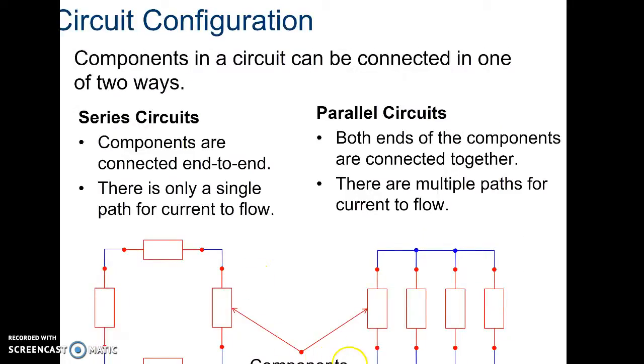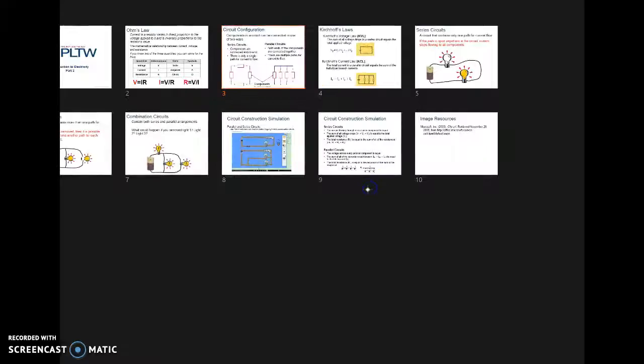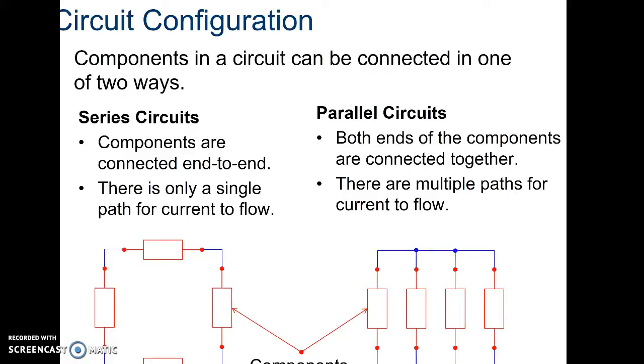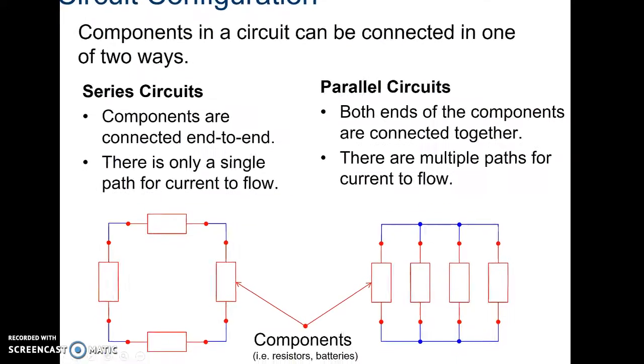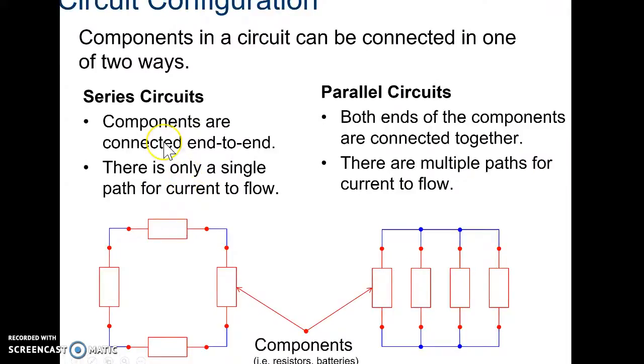Okay, so like I said, we're going to be talking about the difference between parallel and series circuits. And a series circuit has components that are connected end to end. Okay, so in this example, we have 4 different components. And a component can be a resistor or it can be a battery. And there's only one single path for the current to flow, right? So in this case, the current can only flow in one direction.